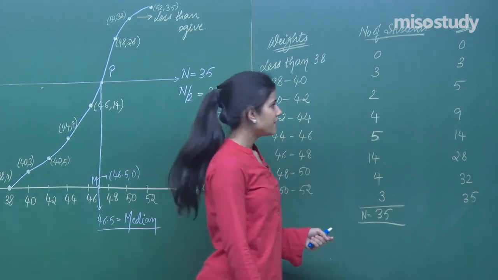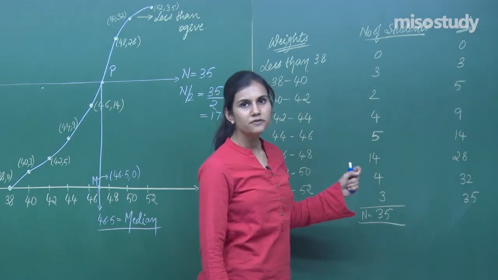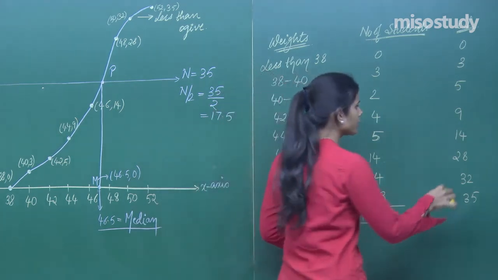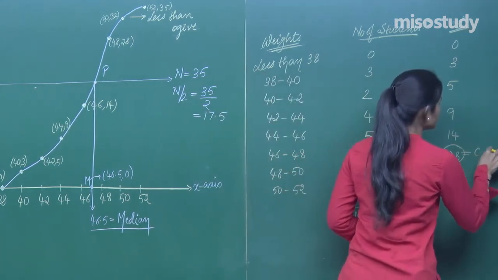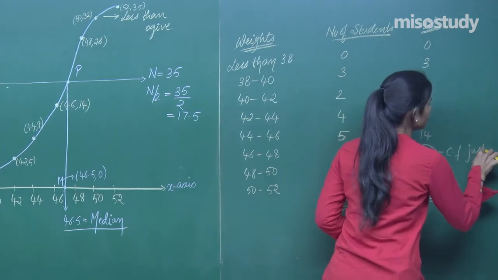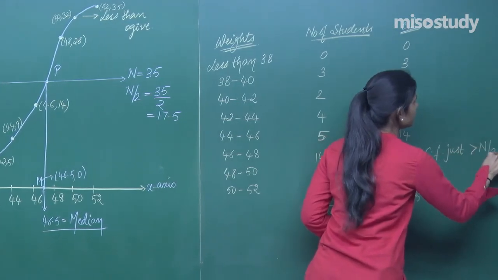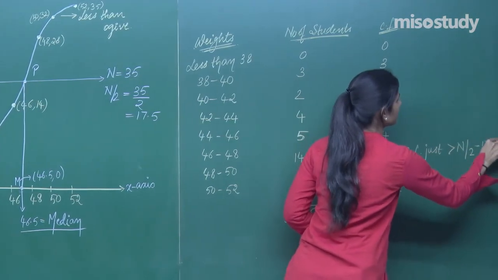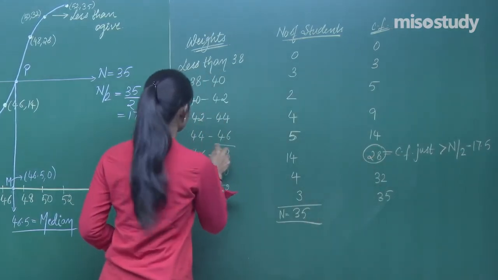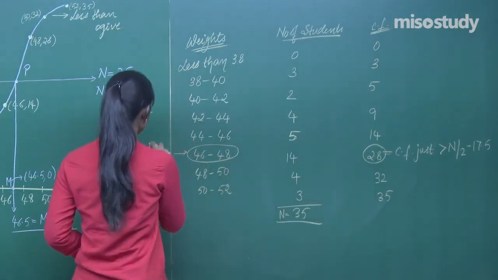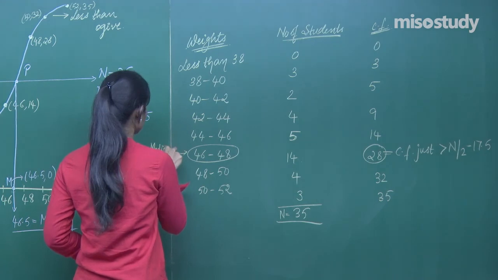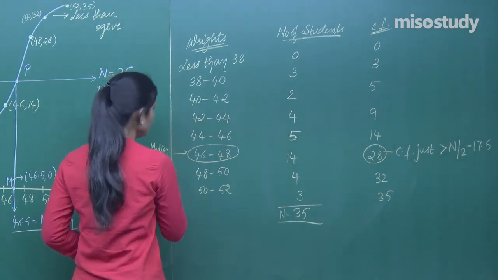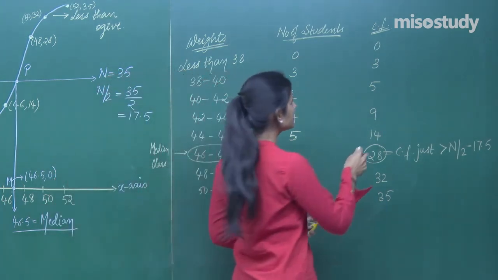N by 2 is 17.5 and the cumulative frequency just greater than 17.5 is 28. This is the cumulative frequency just greater than 17.5. And so the corresponding class is your median class. This is your median class. Once you have got all of this, you can very easily get the median.